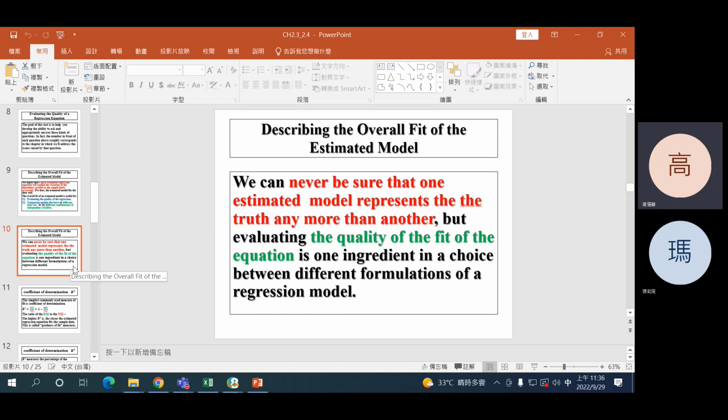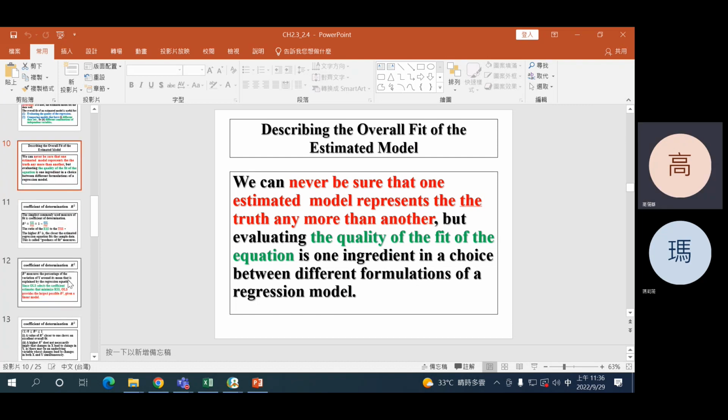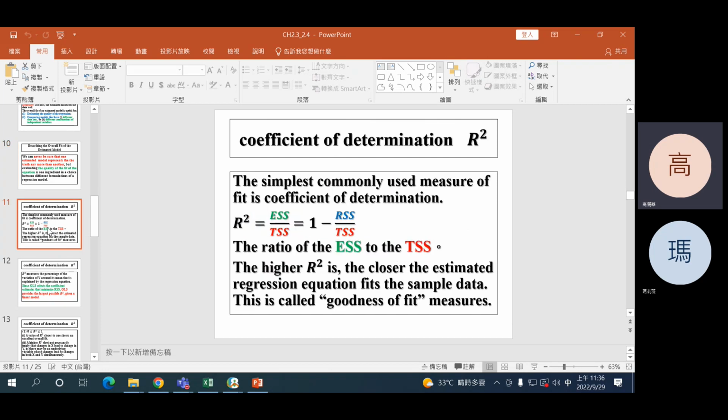Okay. All right. So now let's come to this very important section, 2.4. This describes the overall fit of the estimated model. And I want to introduce one important definition, related to the TSS, RSS, ESS, and the coefficient of determination, R squared.